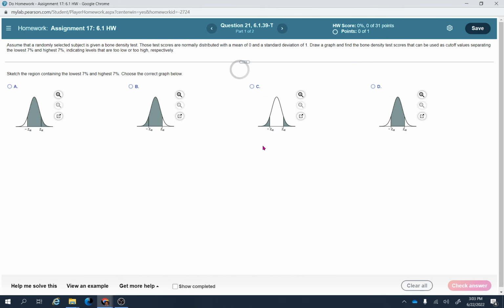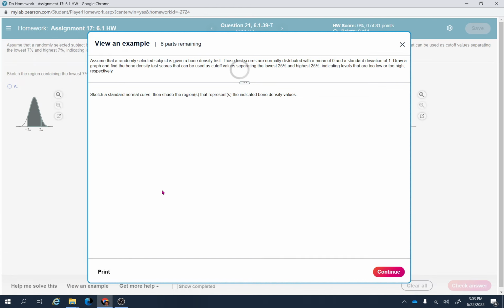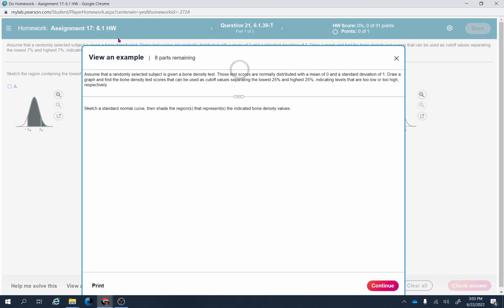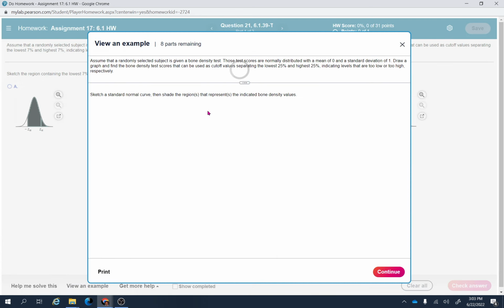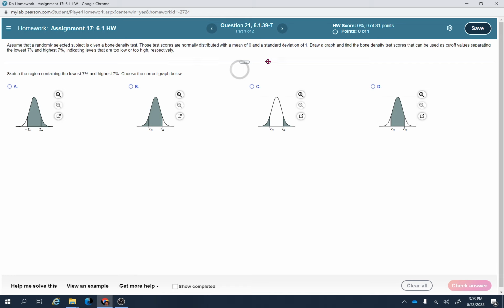Okay, let's look at one problem here. This is a problem when you try to do this type of problem when you use view an example. And as you can see, this is a problem where you can use technology. T stands for technology. And whenever you look at this example, it says, hey, use the technology. So if you don't know how to use the technology, in this course we are using the TI-83/84 calculator.